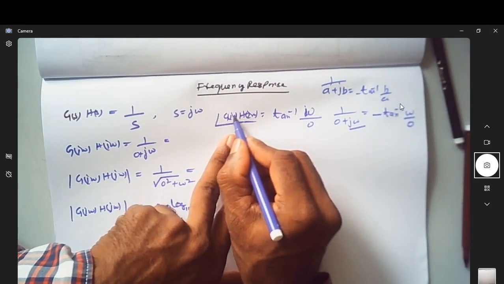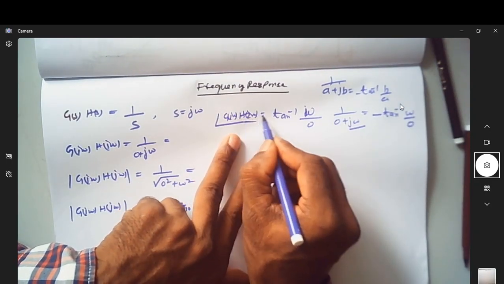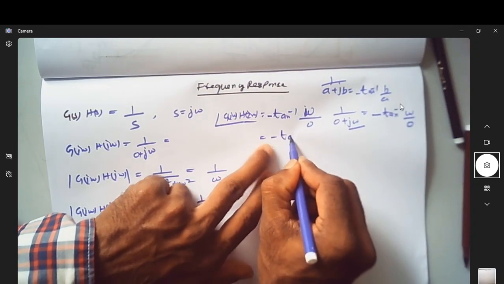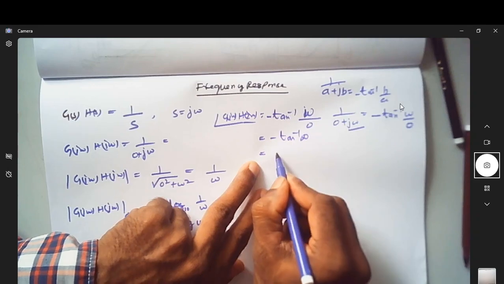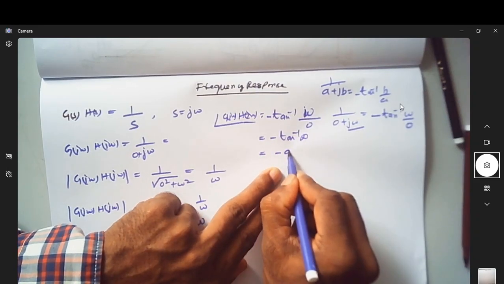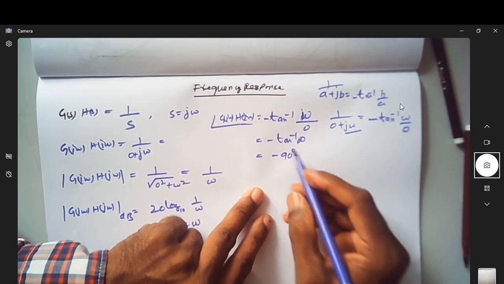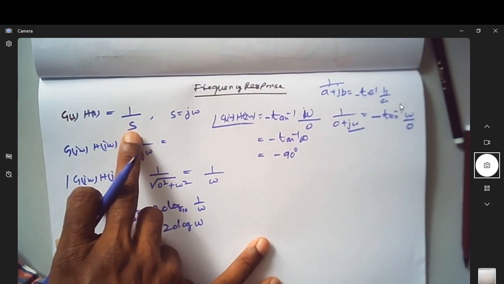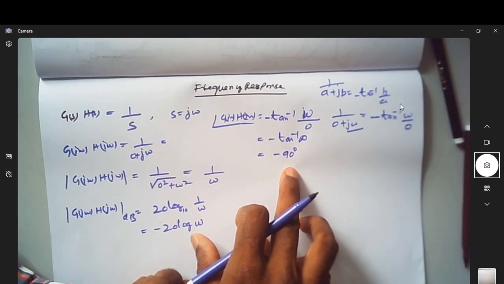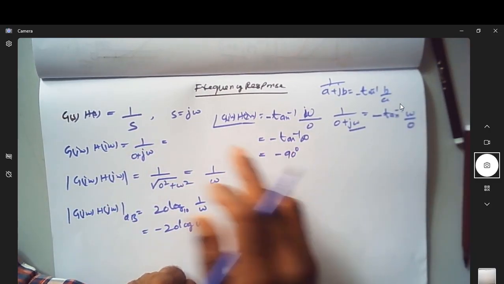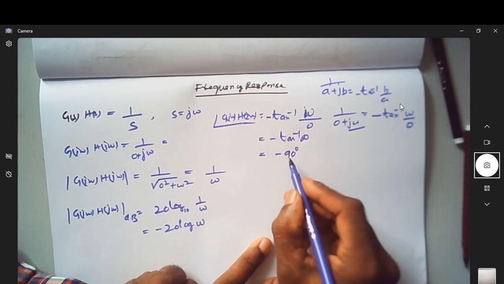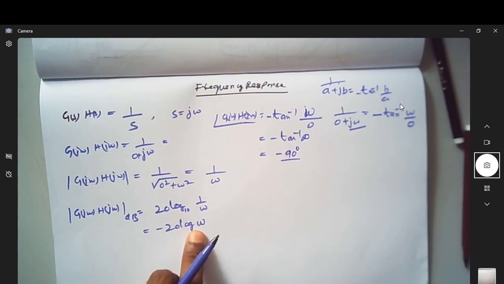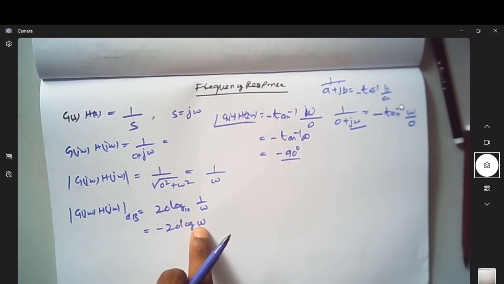So here the phase angle of G(j omega) H(j omega) is minus tan inverse of omega by 0, which is minus tan inverse of infinity. We know that tan inverse of infinity is 90 degrees, so this is minus 90 degrees. So the phase contributed by a pole at the origin is always minus 90 degrees. It will not change with frequency, it is independent of omega. Whereas the magnitude is going to change, because the magnitude is given by minus 20 log omega.